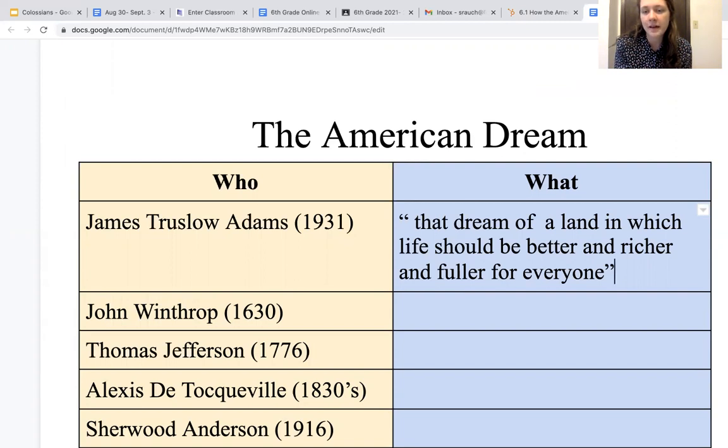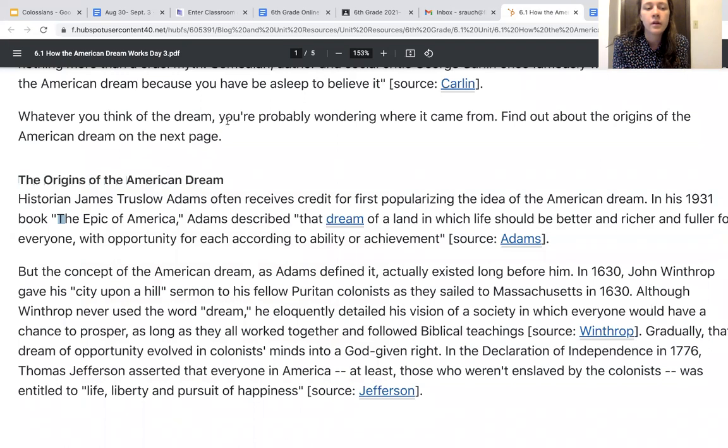Okay, welcome back. James Truslow Adams thinks that when we say the American dream, it's this idea that America is a place where life can be better and richer and fuller for everyone. Let's keep reading our article. We'll start here, when it says, but the concept of the American dream.